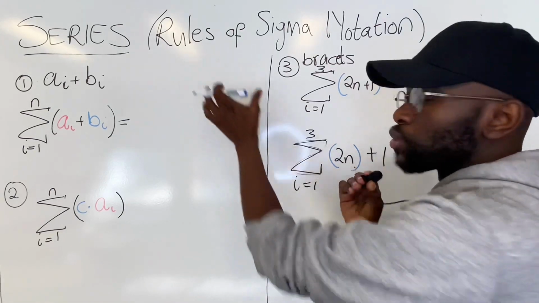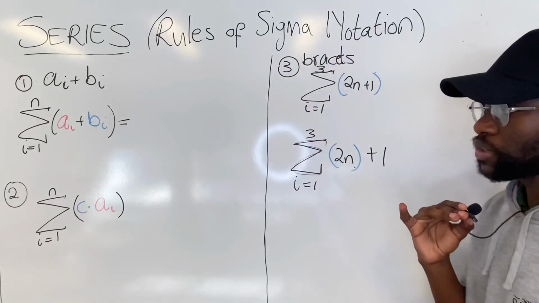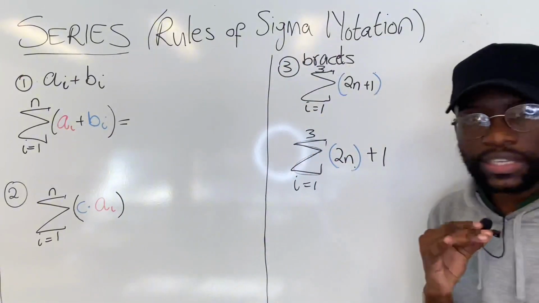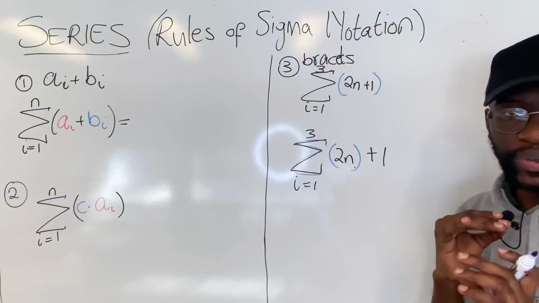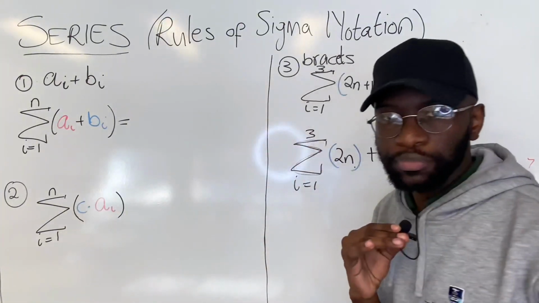Let's now talk about the rules of sigma notation. Everything has rules. So to use the sigma notation, let's look at when you add two different sequences, say sequence A and sequence B.